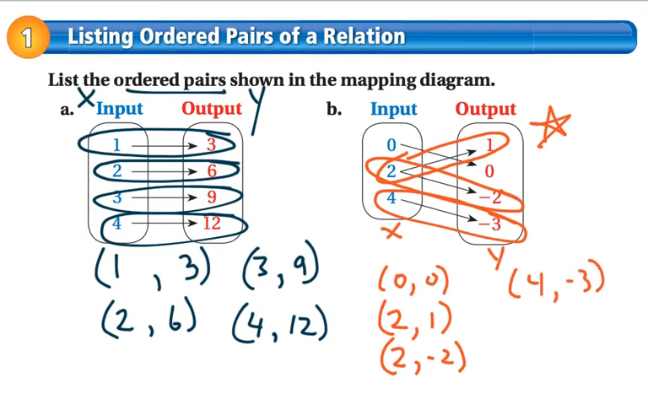And last but not least, then we have the ordered pair for -3. So that is one of the skills you guys will be working on, listing ordered pairs from a mapping diagram. Again, a mapping diagram, that's simply what you're seeing here, an input and output table together.